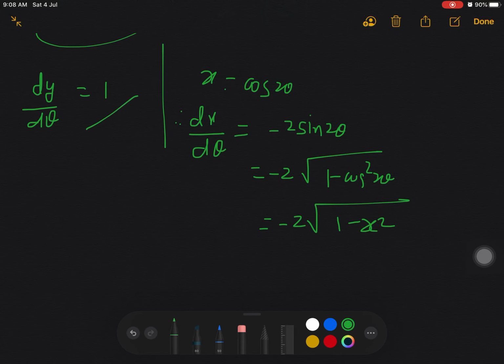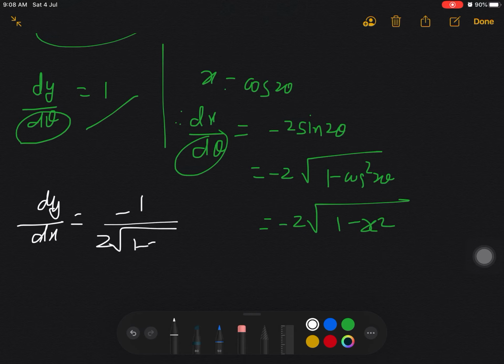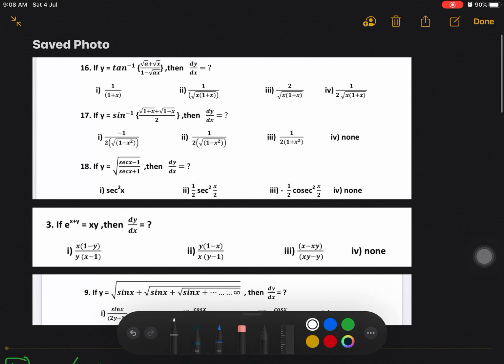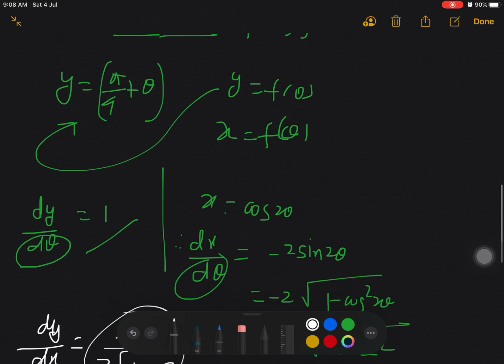So without wasting time, we can just divide these both expressions. So we will end up getting dy by dx to be minus 1 by 2 whole root over 1 minus x square. You can look at the options. It is nothing but option 1 of the set.